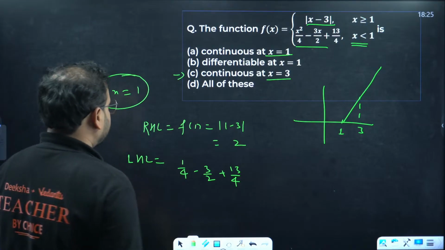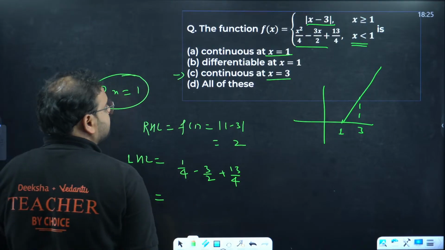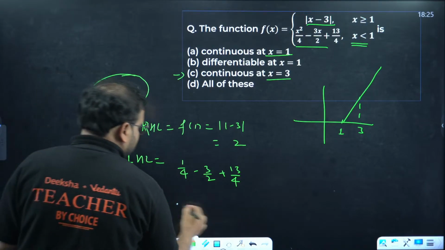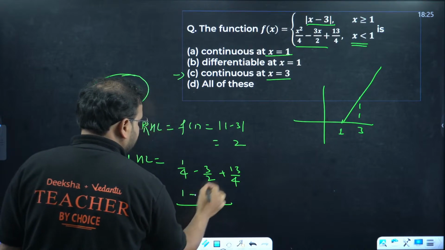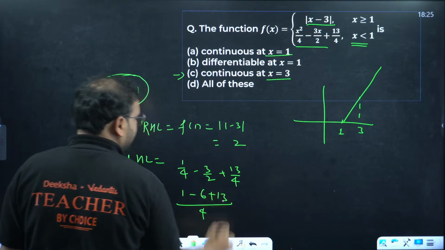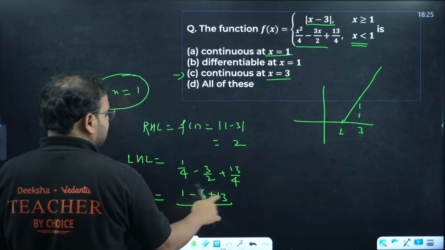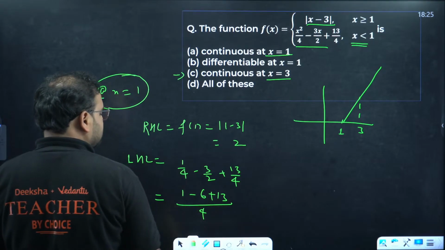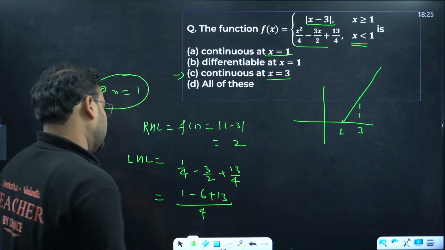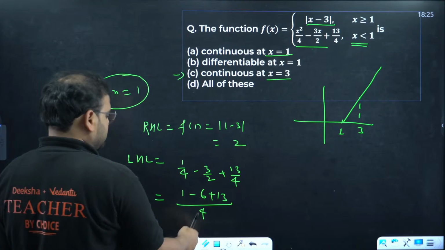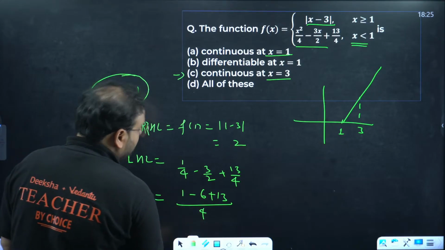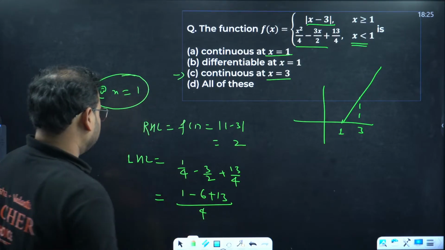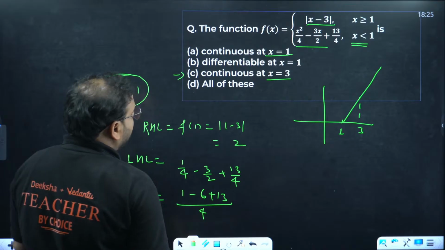Put the value back. Okay, LCM is going to be 4. 1 minus 6 plus 13. How much is that? 14 minus... Oh sorry, this is going to be 4. Right? Is it right? 4. Yeah, that's going to be 1, and I'm putting the value as 1.